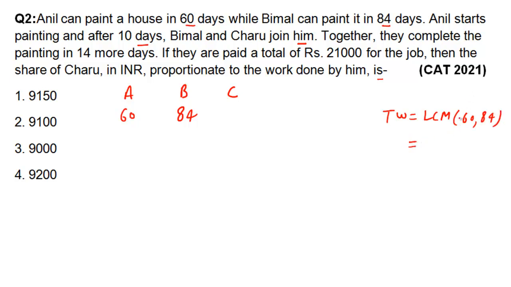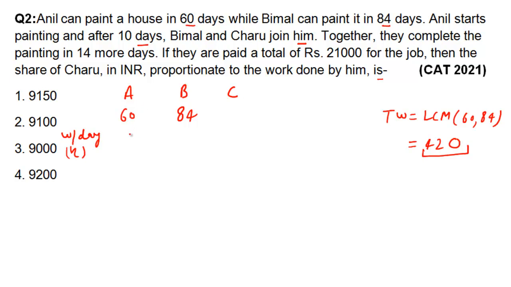So this must be we can take LCM or any multiple of LCM, so that there should not be any fraction while solving the question. So I can take it 5 times 84, so 420. So 420 we have assumed the total work, right? So after that we have to write how much work they are doing per day.